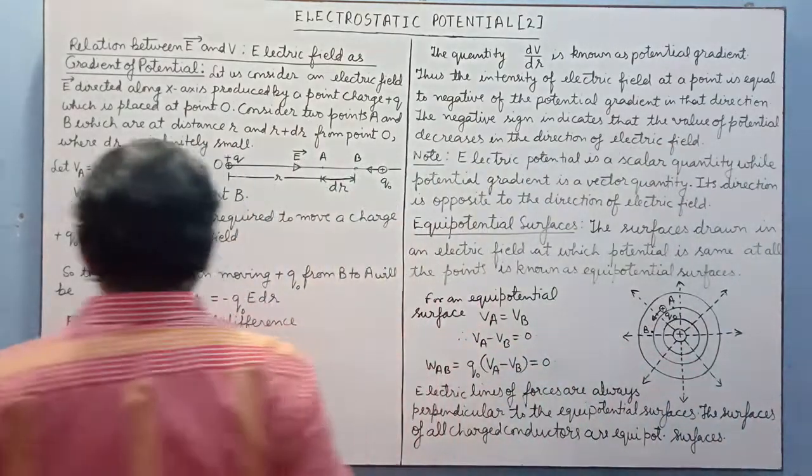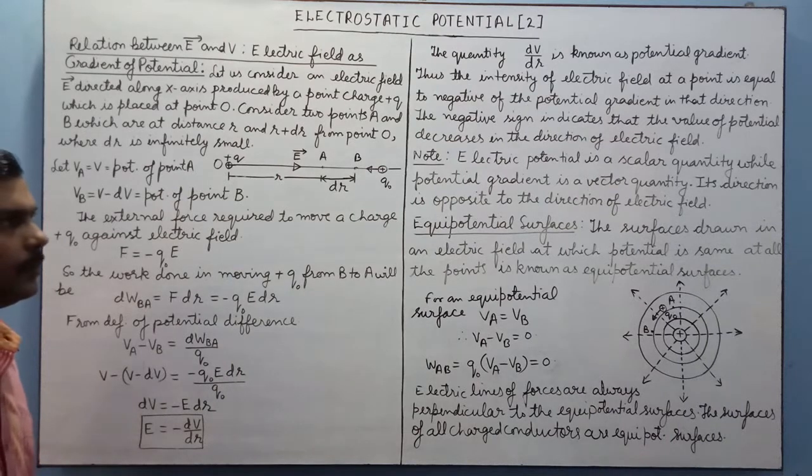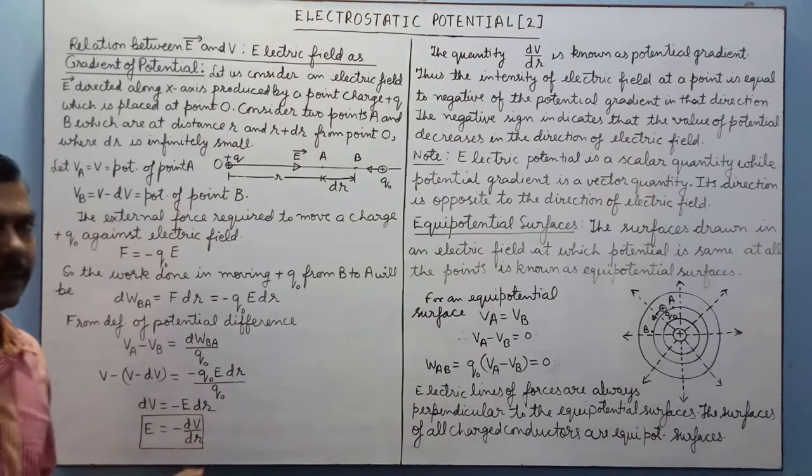From this equation, you can observe that the quantity dV by dr is known as potential gradient. Thus, the intensity of electric field at a point is equal to the negative of potential gradient in that direction. Here the negative sign indicates that the value of potential decreases in the direction of electric field. Electric potential is a scalar quantity, while potential gradient is a vector quantity. Its direction is opposite to the direction of electric field.